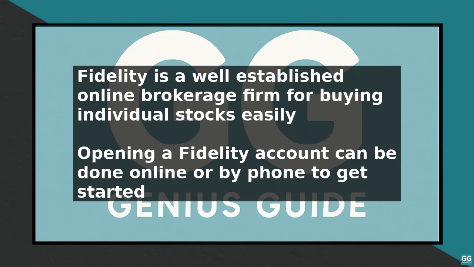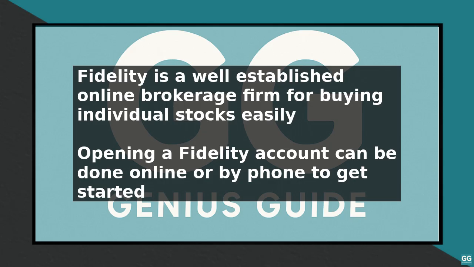Once your account is open and funded, you can begin buying individual stocks. First, navigate to the Fidelity website and log into your account. From the dashboard, click on the Trade tab and select Stocks. Enter the ticker symbol of the stock you want to buy and click on Get Quote.